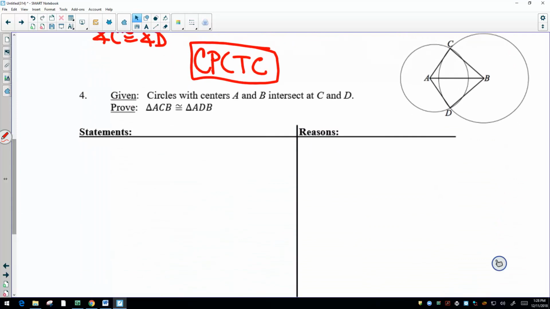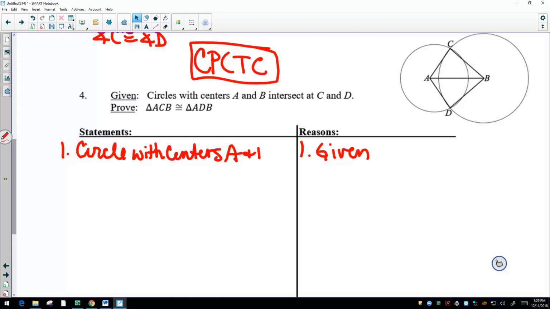Okay, so we're going to take a look at a proof. So always start the proof off with the given. Always go and label your picture if we have any congruent statements. And this time they're telling us we have a circle with centers A and B. Okay, and they intersect at C and D.